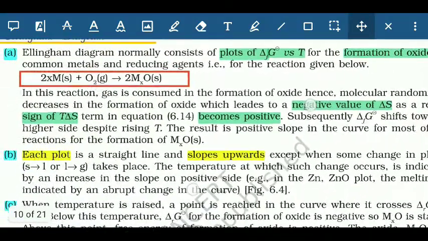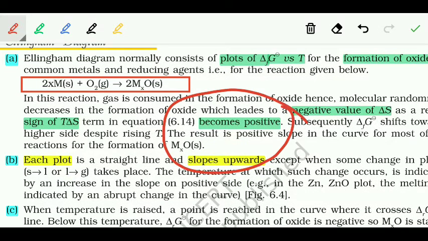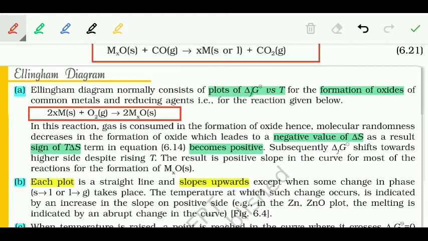So the sign between delta H and T delta S becomes positive. Subsequently, delta G shifts towards the higher side despite rising temperature. It simply means that as you raise the temperature, delta G shifts towards a higher value, resulting in a positive slope in the curve for most of the reactions of formation of a metal oxide.